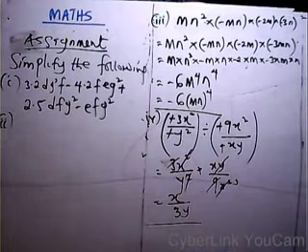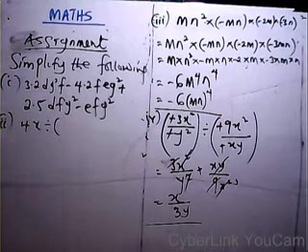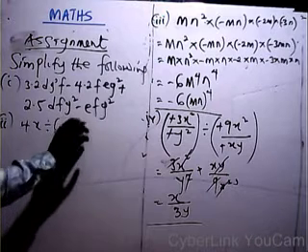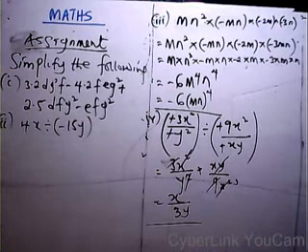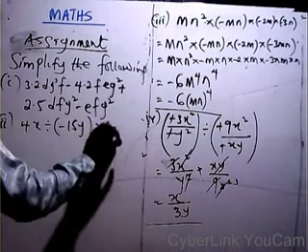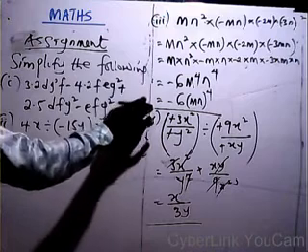The second part that you have to simplify is 4x divided by minus 15y, close the bracket, and multiply by minus 10x squared y. So you have these two questions to solve.